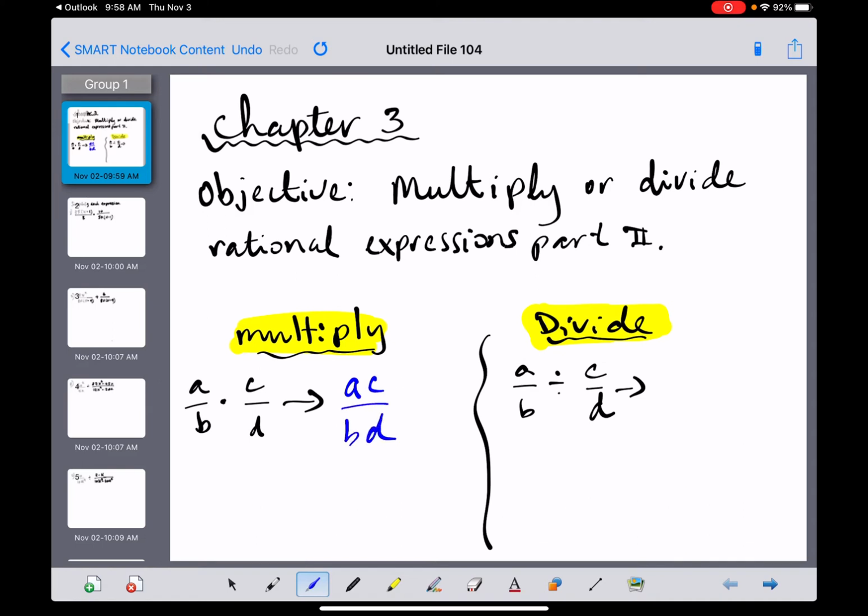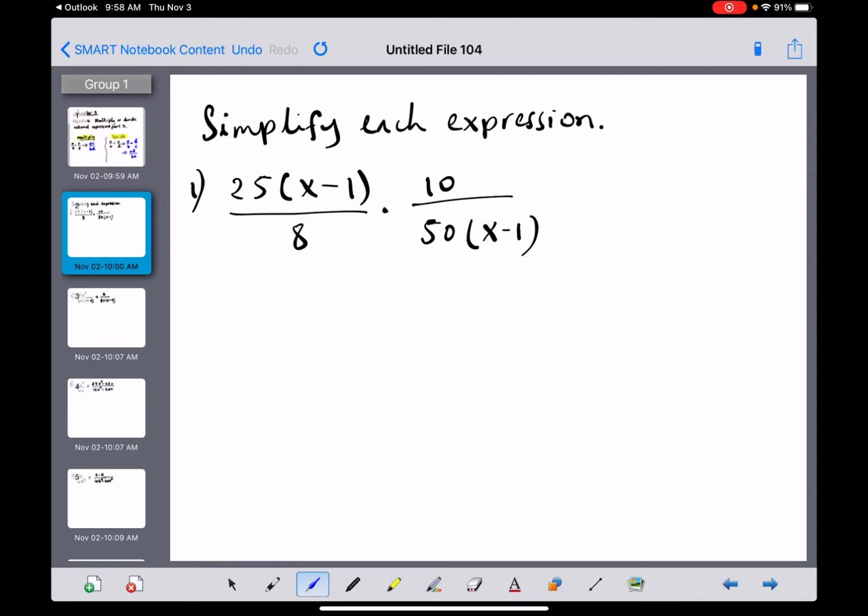And when it comes to division, we change the division symbol into multiplication, so it becomes A over B times C over D, and we take a reciprocal of that, so D goes to the top and C goes to the bottom. Multiply straight across, then you have A over D times B over C. So keep these two properties in mind, okay? So let's look at number 1.